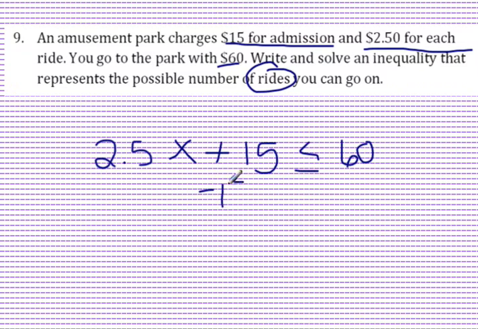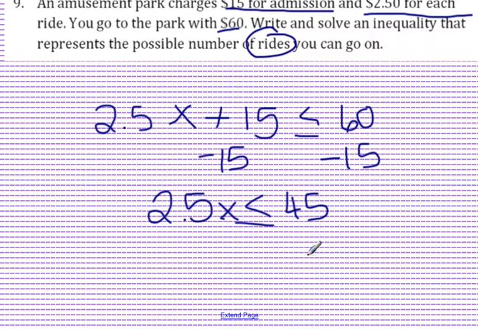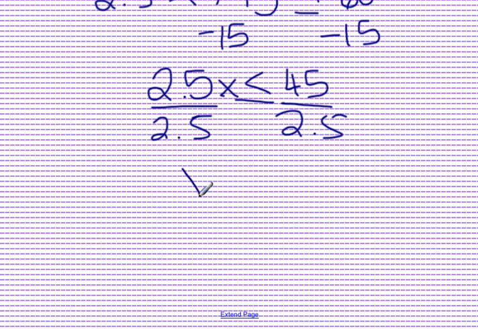So I'm going to go ahead and subtract 15 from each side. And then I get 2.5x is less than or equal to 60 minus 15, which is 45. Then divide both sides by 2.5. And then when I do that, I end up getting x is less than or equal to 45 divided by 2.5, which is 18 rides.